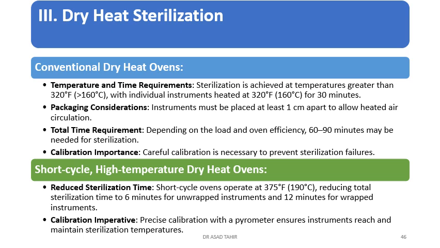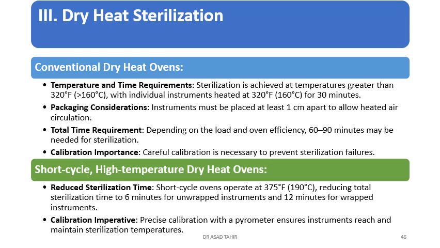Packaging considerations. Instruments must be placed at least 1 centimeter apart to allow heated air circulation. Total time requirement. Depending on the load and oven efficiency, 60 to 90 minutes may be needed for sterilization. Calibration importance. Careful calibration is necessary to prevent sterilization failures.